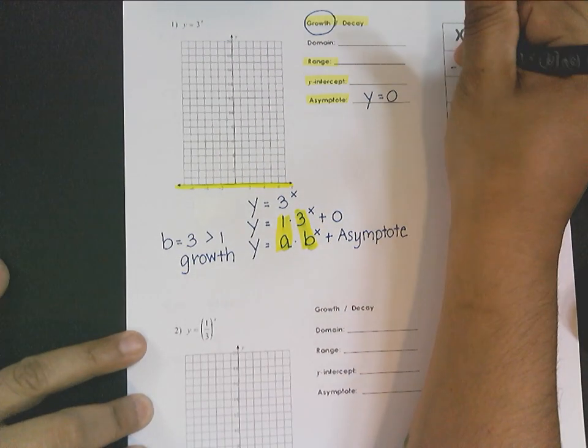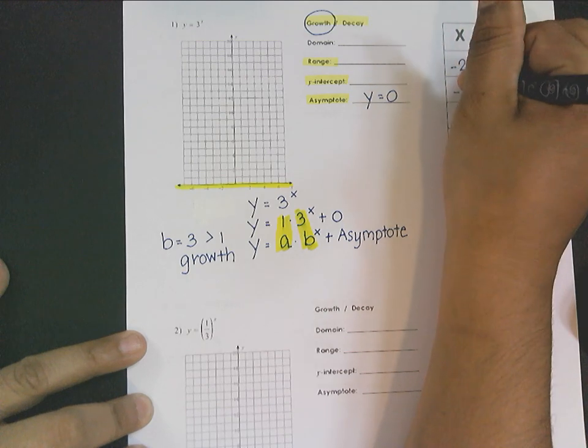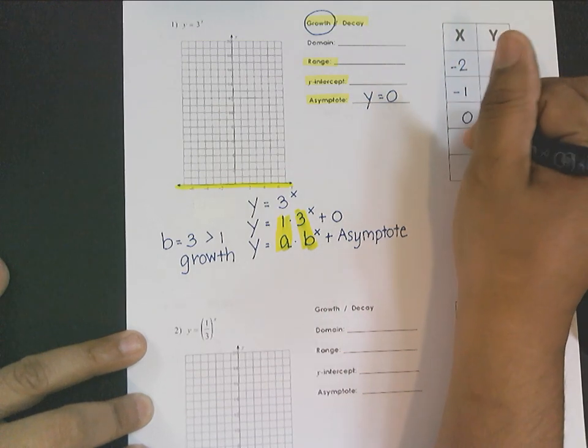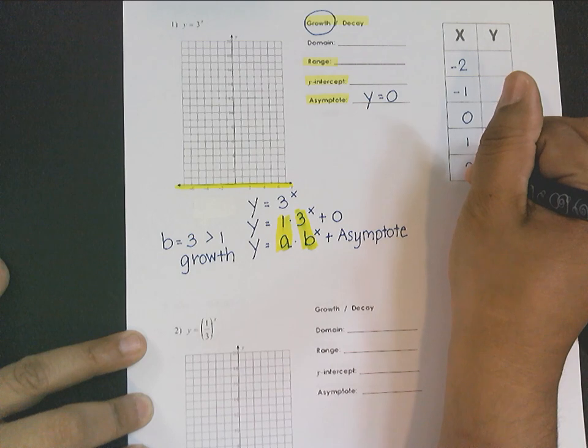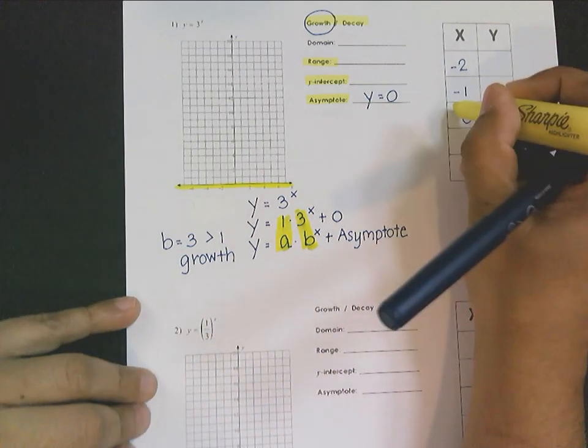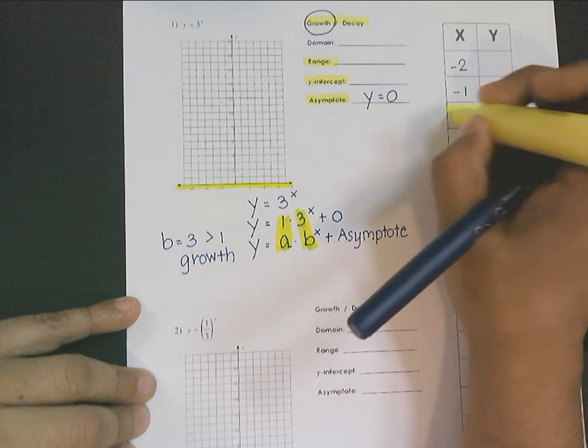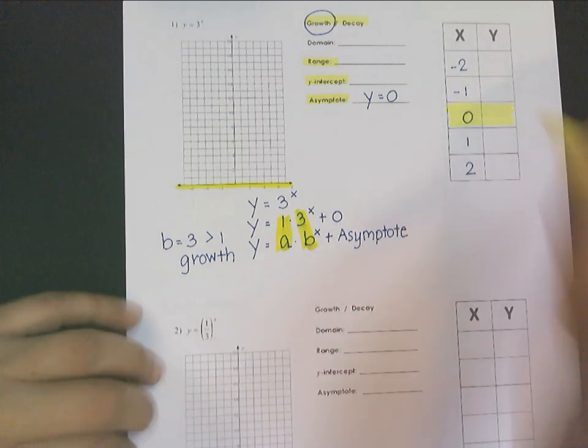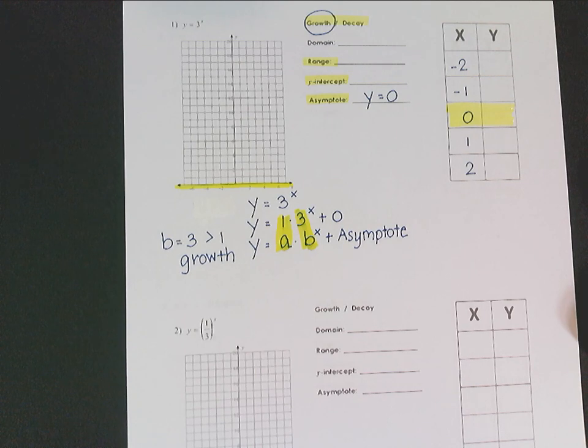And the values that I recommend you using are -2, -1, 0, 1, and 2. And that's so your graph doesn't get out of hand. And the very first one that I want is my y-intercept. And that's the only one I'm going to show you how to find. The others, you can use your calculator.